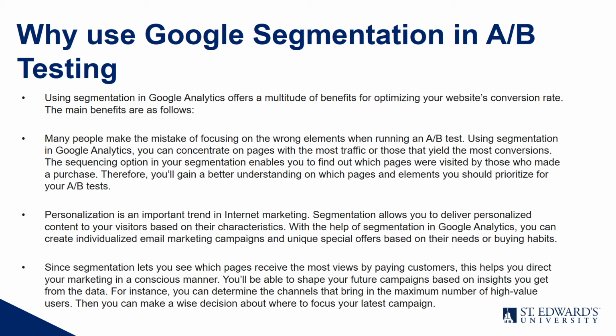The third bullet point, personalization is an important trend in internet marketing. Segmentation allows you to deliver personalized content to your visitors based on their characteristics. With the help of segmentation in Google Analytics, you can create individualized email marketing campaigns and unique special offers based on their buying habits. So use the segmentation analytics within Google. Where do they go? Where do they purchase? What did they purchase? The demographic information. Increase your conversion and buying habits by targeting them with that information, and build A/B tests for your target groups.